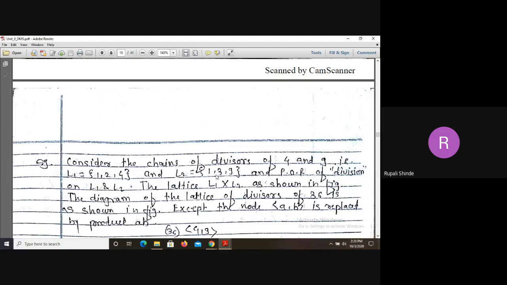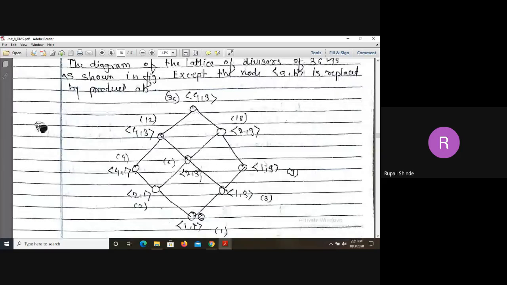That is so simple. If you consider the first element from L1 as 1, then we can take 1 into 1, the answer is 1. Again 1 into 3, it is 3. 1 into 9, it is 9. Again we can take the second element, 2 into 1, 2; 2 into 3, 6; and 2 into 9, 18. Then 4 into 1, 4; 4 into 3, 12; 4 into 9, 36. So likewise, we can define the elements of the lattice.